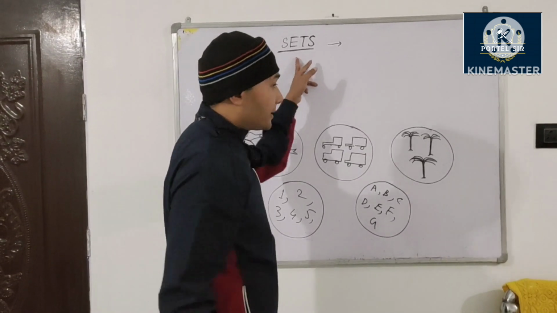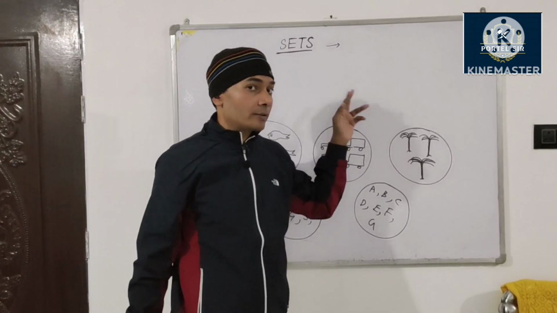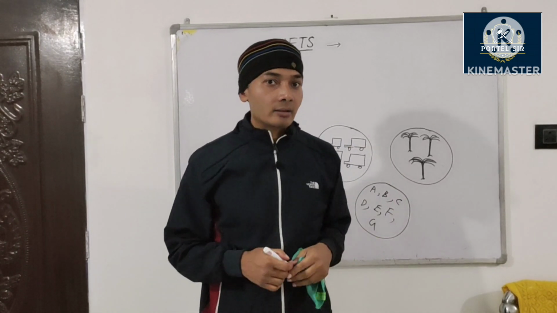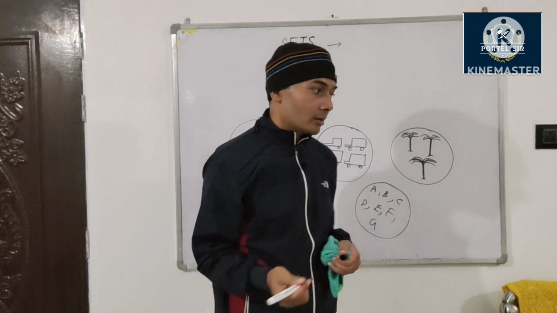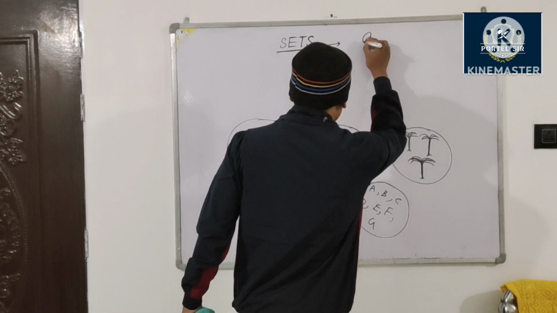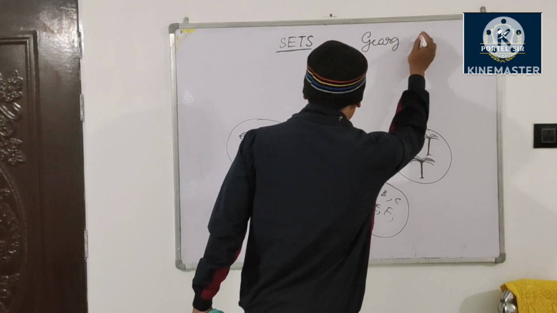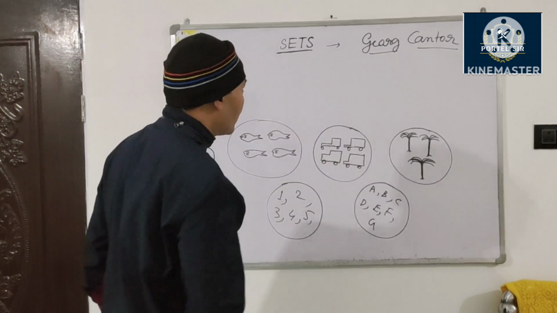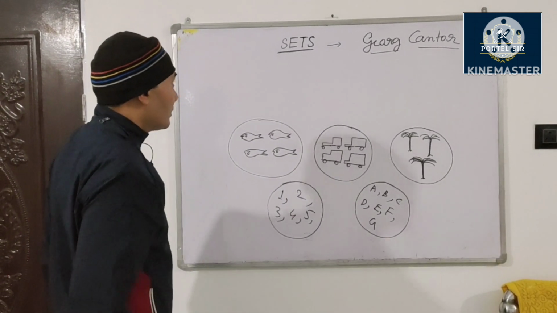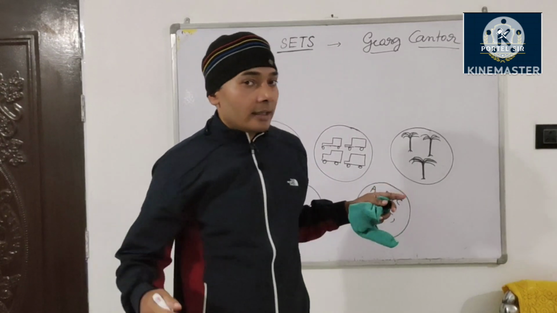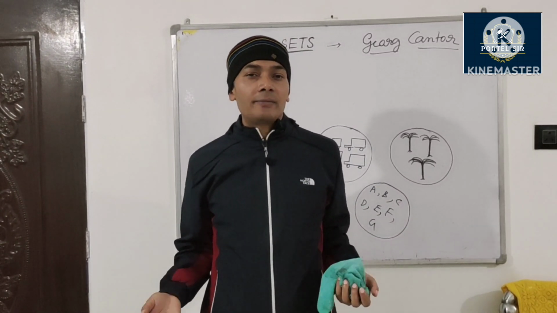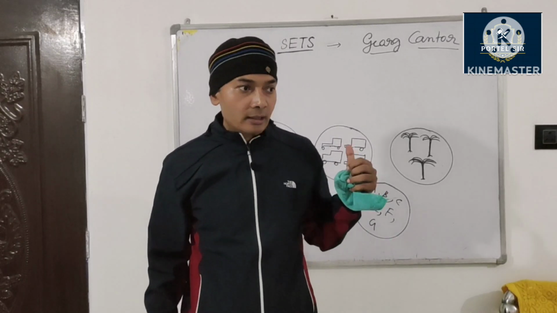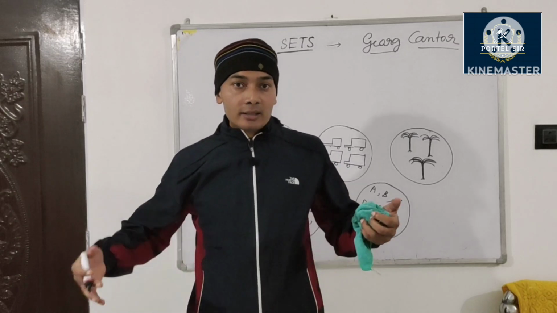Now before starting this sets chapter, I'll tell you the most important things. Set theory was given by the German mathematician George Cantor, who developed the set theory. Yes or not? Set theory is given by whom? George Cantor, German mathematician. Remember, very important. Now see, sets. In our everyday life, we are already familiar with this word set. For different situations, it has a different meaning. But in set theory, set simply means collection.